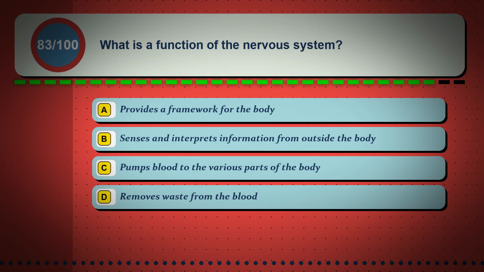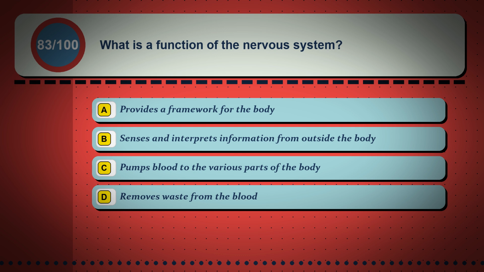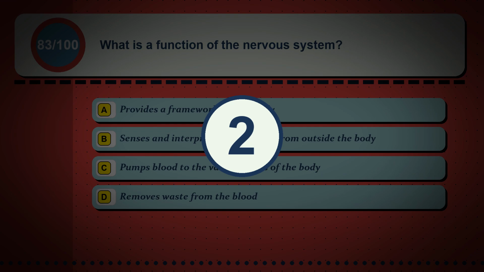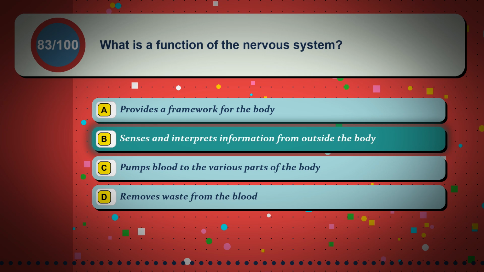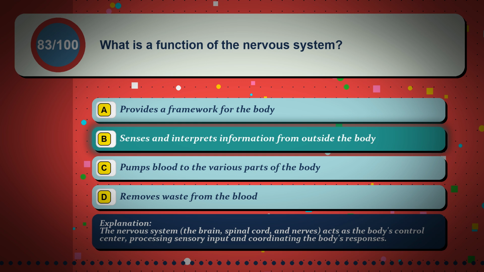Question 83. What is a function of the nervous system? Option A, provides a framework for the body. Option B, senses and interprets information from outside the body. Option C, pumps blood to the various parts of the body. Option D, removes waste from the blood. The correct answer is option B, senses and interprets information from outside the body. The nervous system, the brain, spinal cord, and nerves, acts as the body's control center, processing sensory input and coordinating the body's responses.